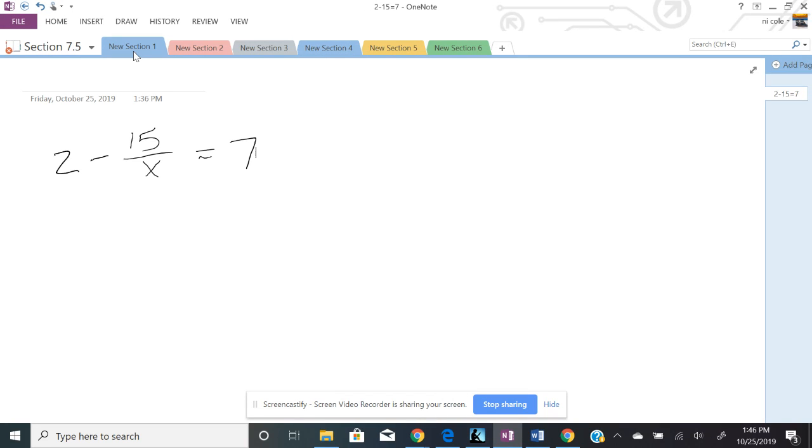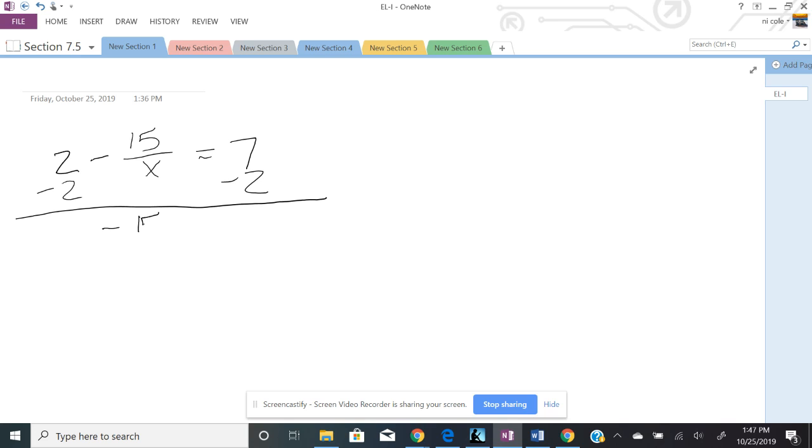All right, we are back with section 7.5. In this section, we are dealing with solving for x, but we have it in fraction form. So in order to solve this, the first thing I might do is get rid of the 2. So I'm going to subtract 2 from both sides.